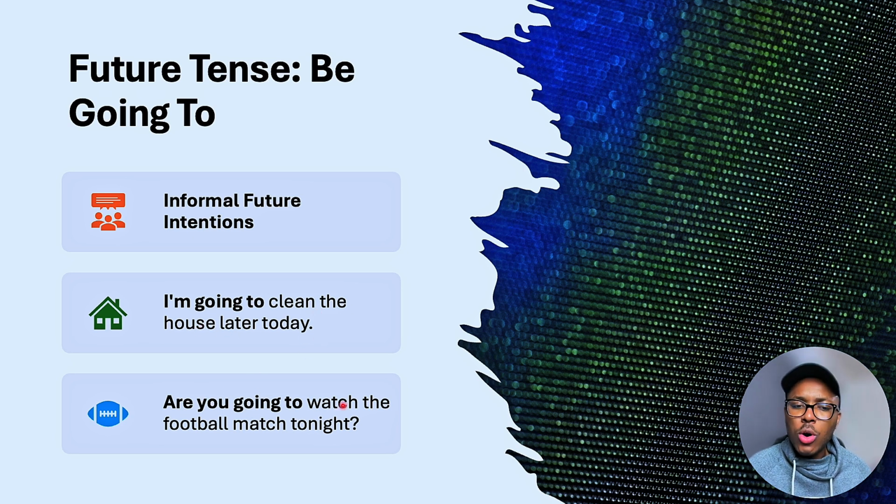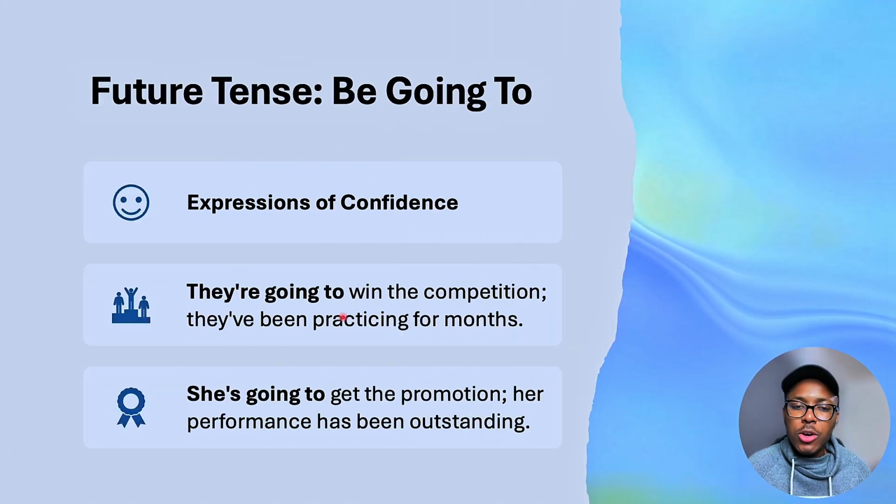Are you going to watch the football match tonight? They're going to win the competition. They've been practicing for months, right? I'm confident that they're going to win because they've been practicing for months. She's going to get the promotion. Why? Because her performance has been outstanding. Outstanding. This is a nice word. I like it. This is outstanding.